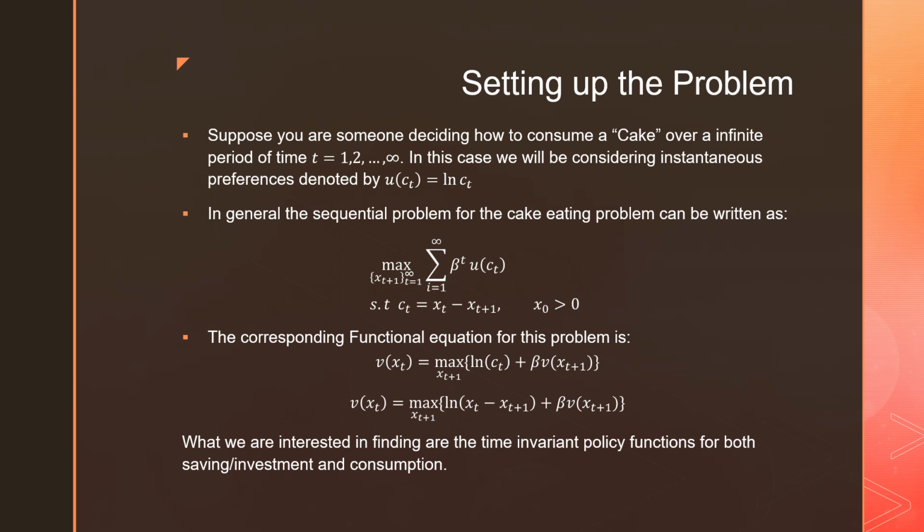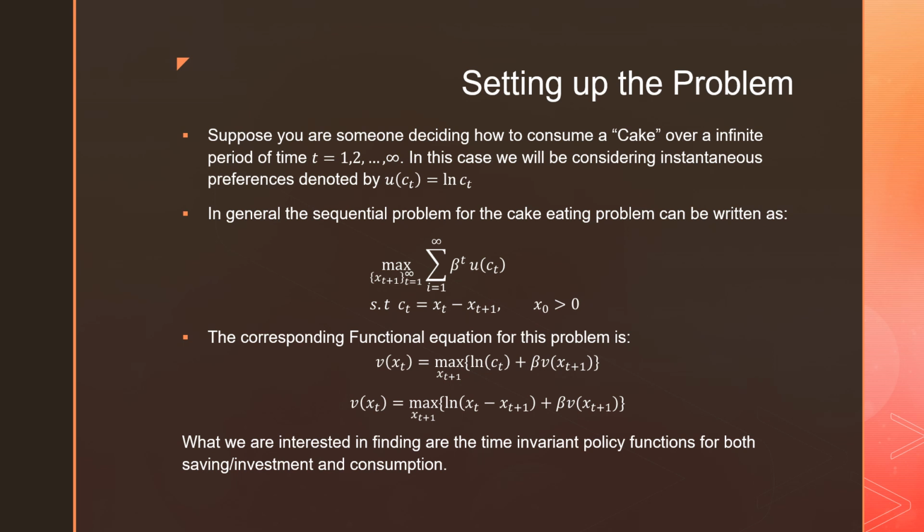So in terms of setting up the problem, suppose you are someone deciding how to consume a cake over an infinite period of time, where t goes from period 1 to period 2 all the way out to infinity. This is the discrete case, obviously. In this case, we will be considering the instantaneous preferences denoted by the natural log of ct, which is the consumption at time t. In general, the sequential problem for the cake eating problem in an infinite time horizon could be written as the following. Just note that instead of having a capital T at the top, we have infinity, because it goes out forever.